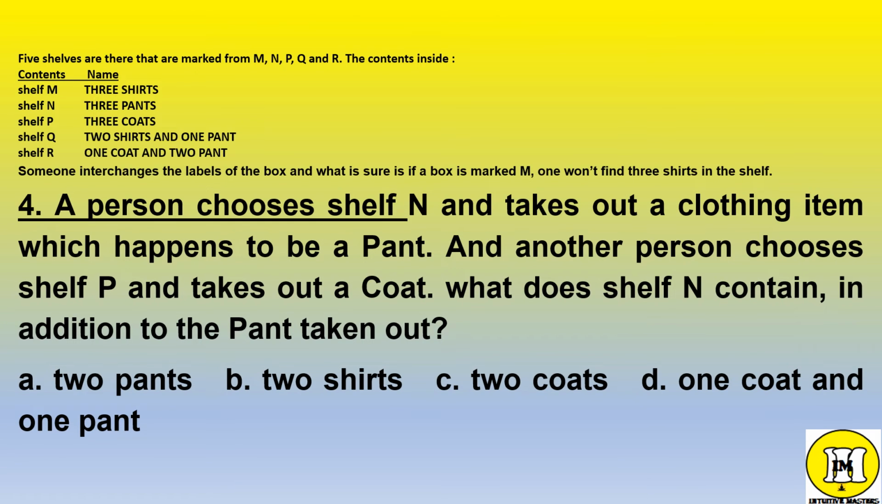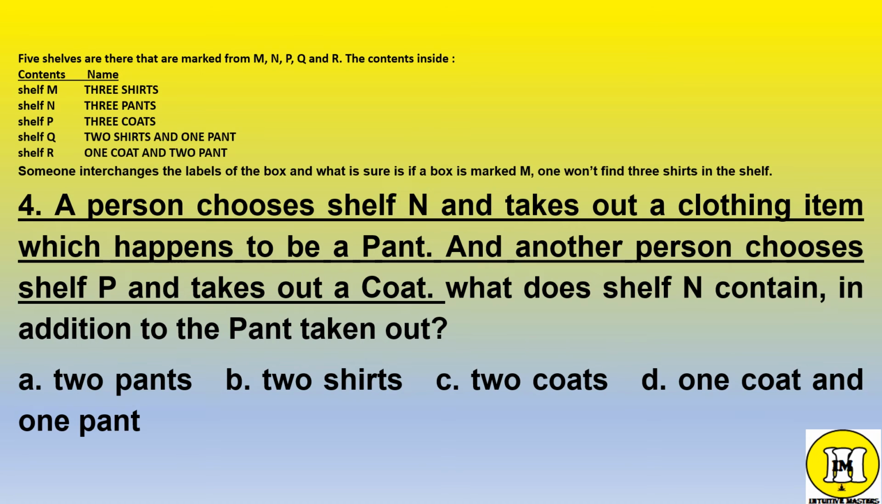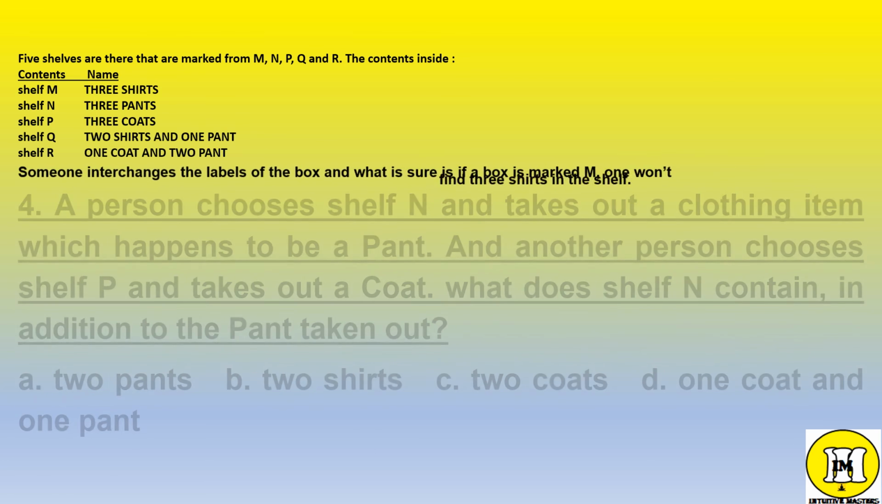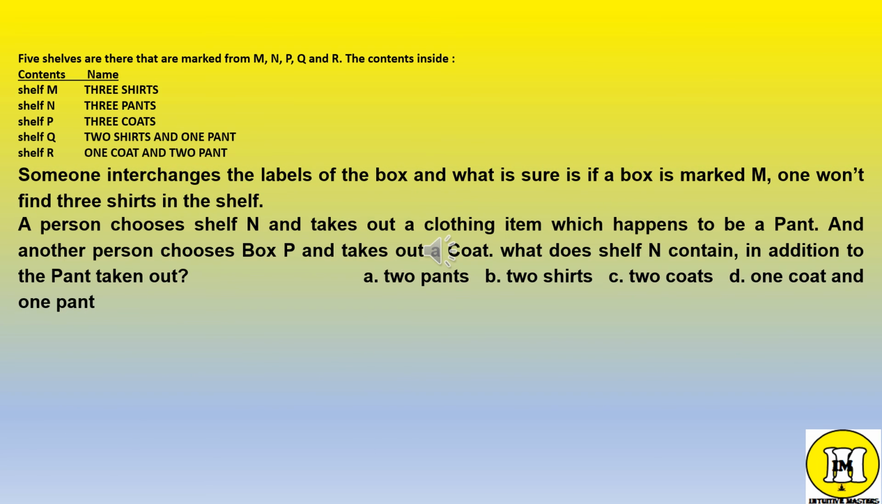A person chooses shelf N and takes out a clothing item, which happens to be a pant. And another person chooses shelf P and takes out a coat. What does shelf N contain, in addition to the pant taken out? A. 2 pants, B. 2 shirts, C. 2 coats, D. 1 coat and 1 pant. Can you solve it in 20 seconds?